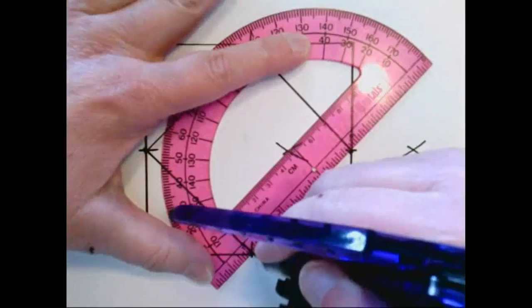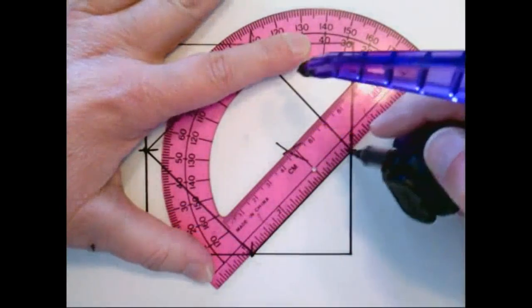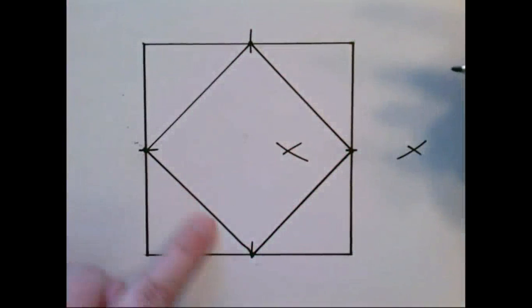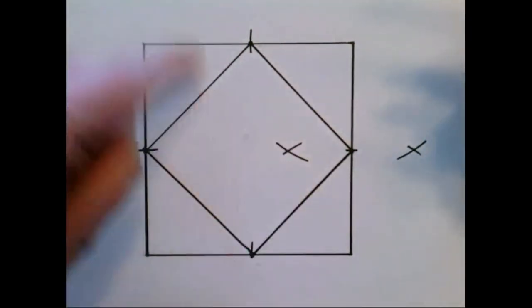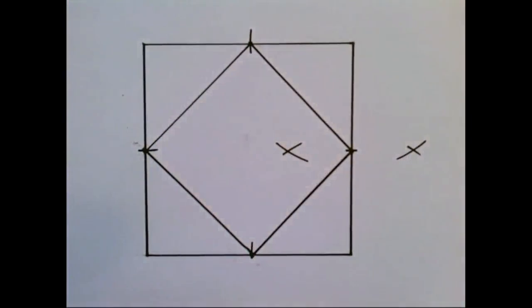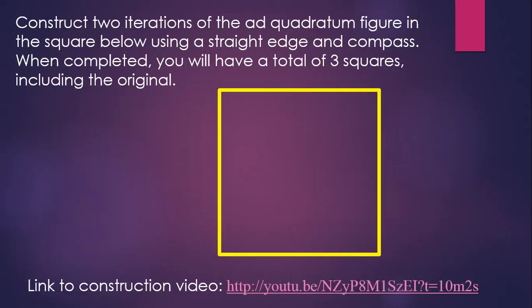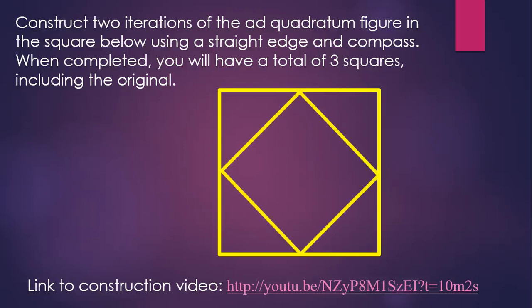Now I could continue this if I wanted to. I could find the midpoints of the smaller square and use those as vertices for an inside square, but I'm just going to do the one square. So the video showed how to construct one square inside of the original one. But in order to complete this problem, you would have to go that one step further and construct another square inside of the first one that you constructed.